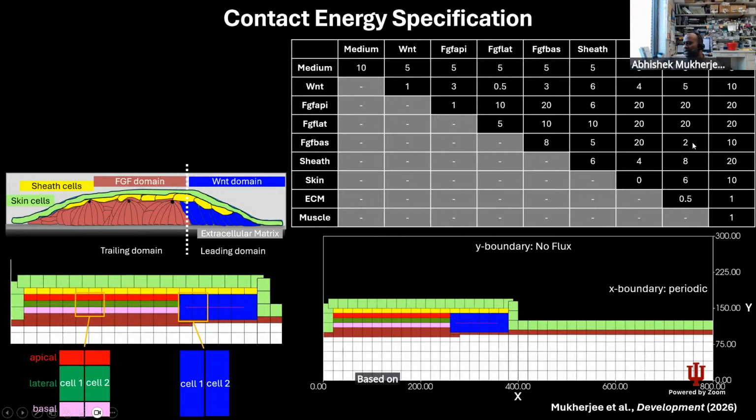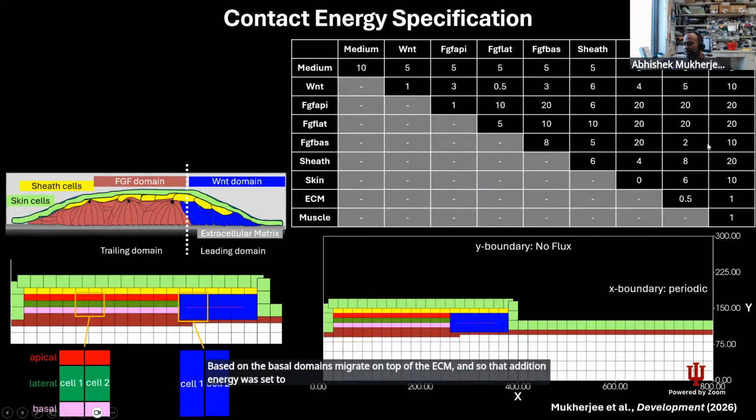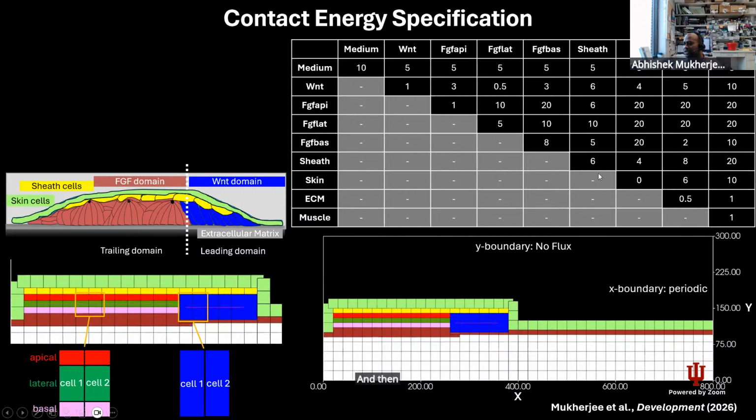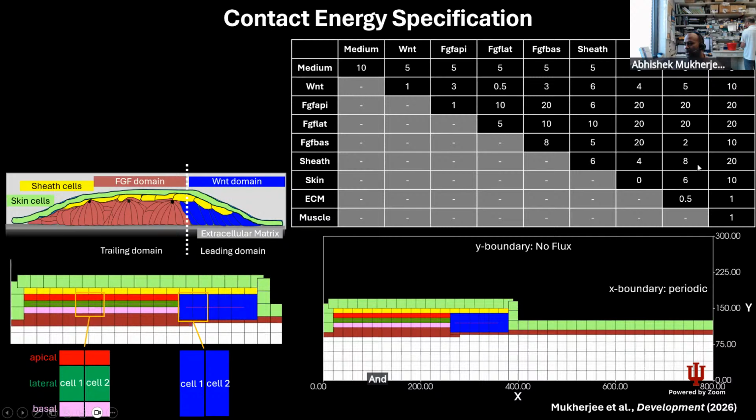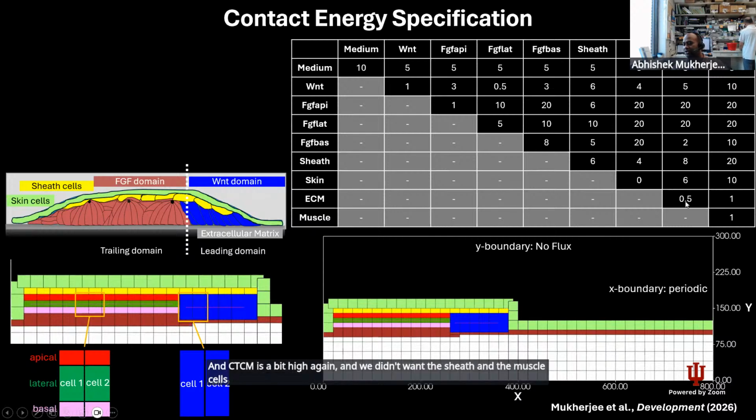The basal domains migrate on top of the ECM, and so that adhesion energy was set to be quite low. And yeah, muscle basal was also a bit high. And then sheath cells to sheath cells, we wanted them to be motile and migrate. So it's moderately high, but sheath and skin, we wanted them to be always in contact with each other. So that's a bit low. And sheath ECM is a bit high again, and we didn't want the sheath and the muscle cells to contact each other, and so on.